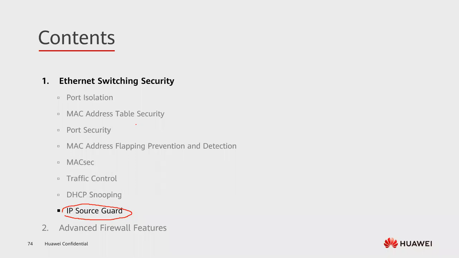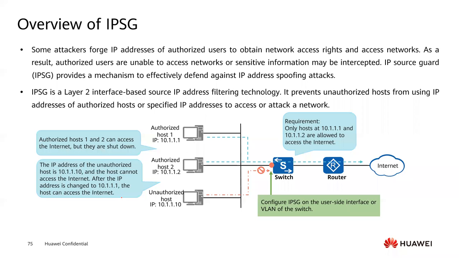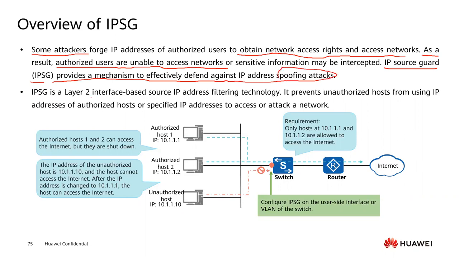Now let's look at what IP source guard is. I've already mentioned it before. How do we check whether a packet coming into this interface is legal or illegal? We can see that some attacks forge the IP address of authorized users to obtain network access rights. As a result, authorized users are unable to access the network, or sensitive information may be intercepted. The IP source guard, IPSG, function provides a mechanism to efficiently defend against IP address spoofing attacks. IPSG is a Layer 2 interface-based source IP address filtering technology. It prevents an unauthorized host from using the IP address of an authorized host or a specific address to access or attack the network.